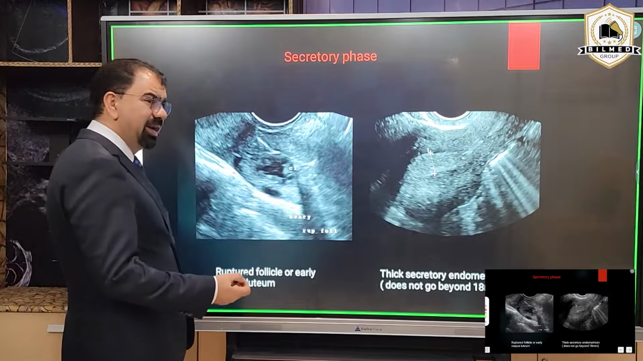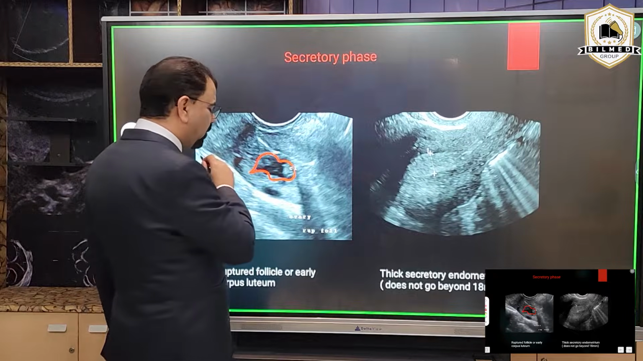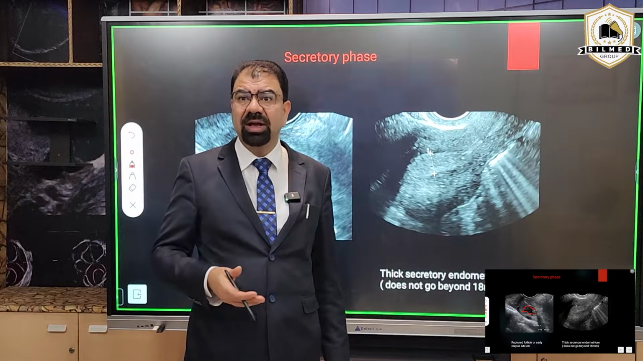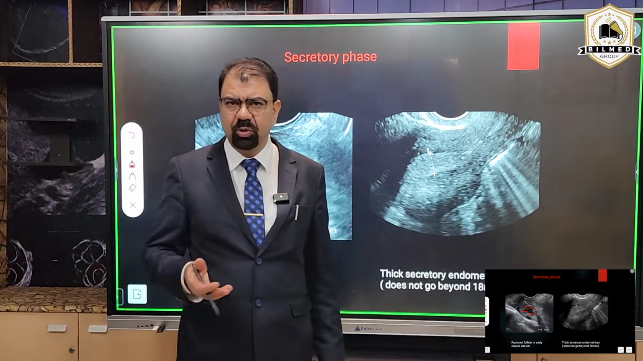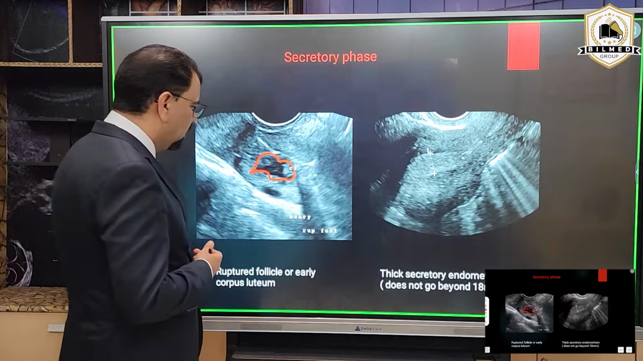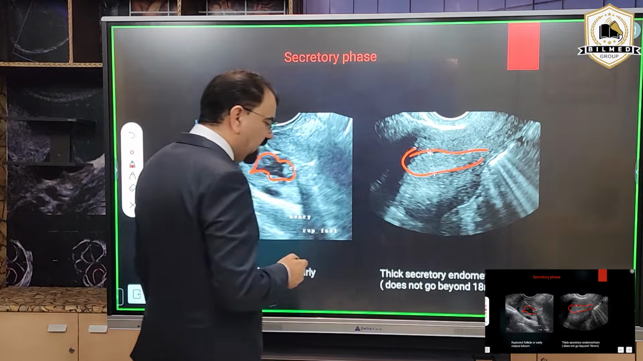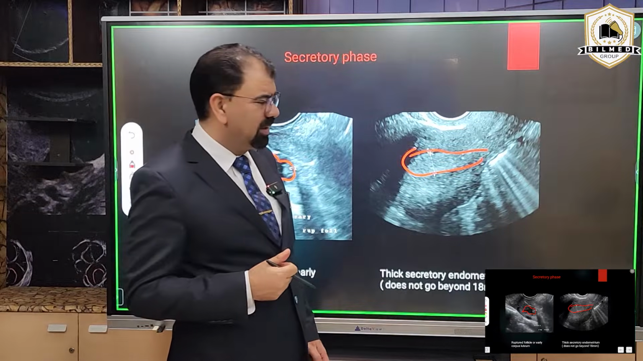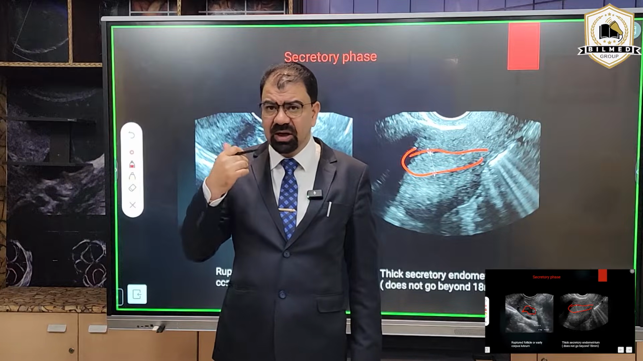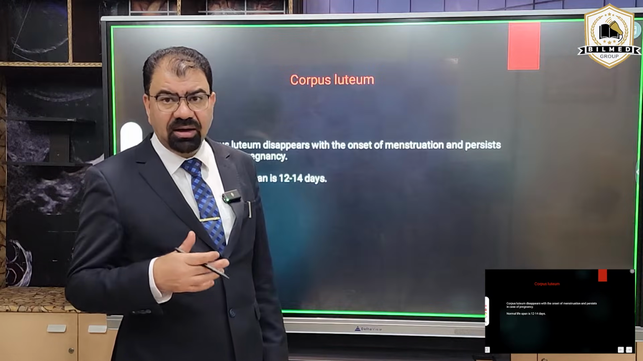And many a time, you are seeing a ruptured follicle, like a ruptured follicle only. But the point is, why I'm saying this, because sometimes the corpus luteum is also looking like a dominant follicle. There you get some clues, and there the clue is in the endometrium. If you are seeing a thick secretory endometrium, it means that you should expect a corpus luteum in the ovary. This is already a ruptured follicle.